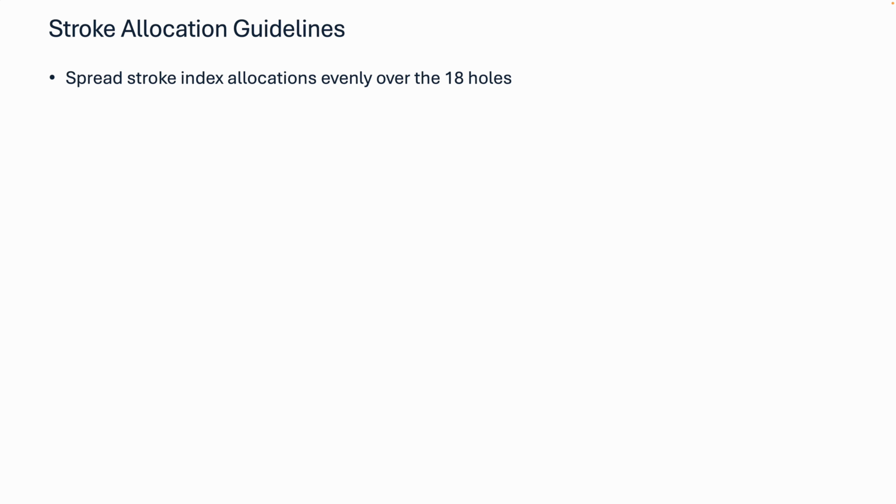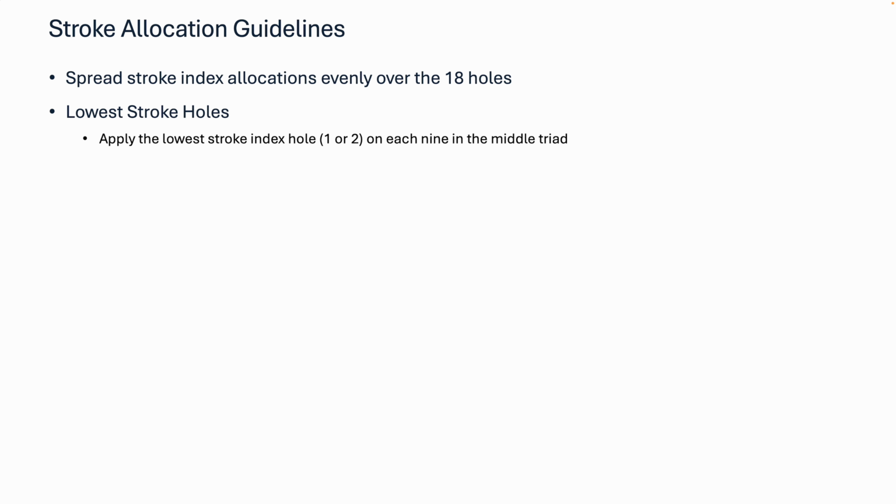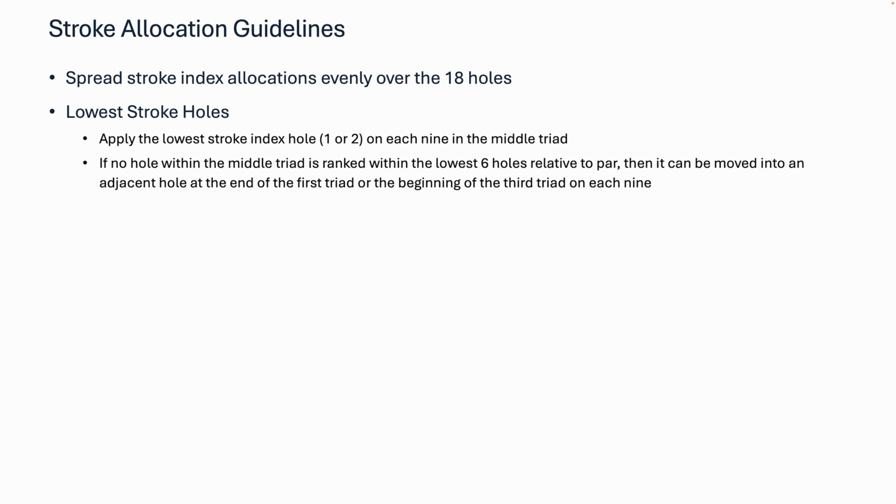The biggest emphasis in the new process is to evenly allocate strokes over the entire 18 holes. So what they really would like to do, the ideal situation, is to assign the lowest indexed hole on each 9 in the middle triad. But if that middle triad doesn't have one of the lowest 6 holes relative to par, then you can move it to either of the other thirds.